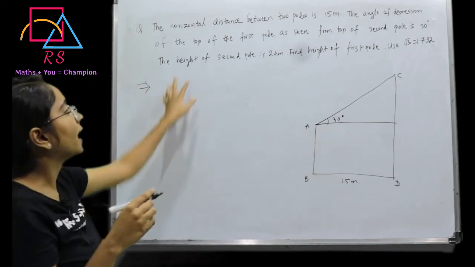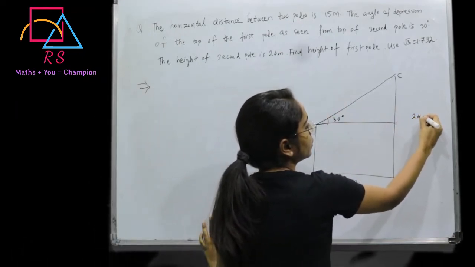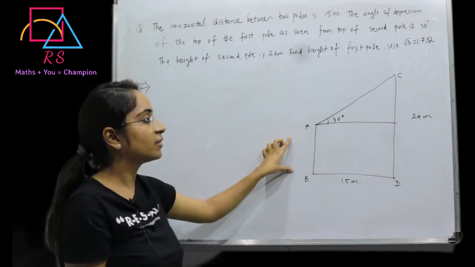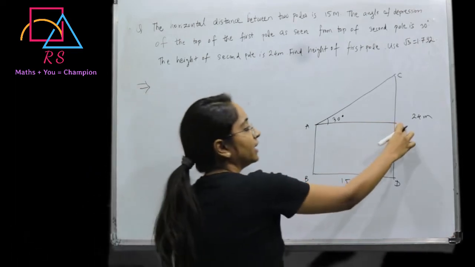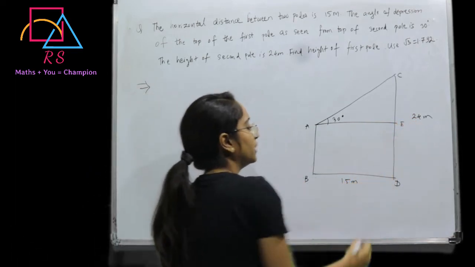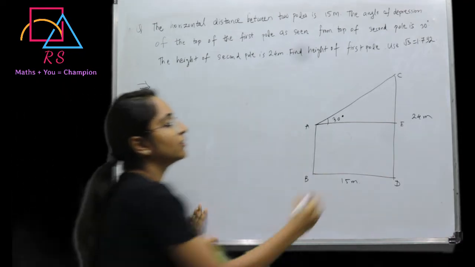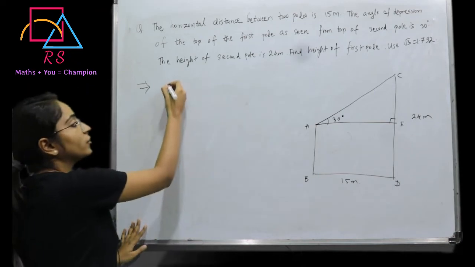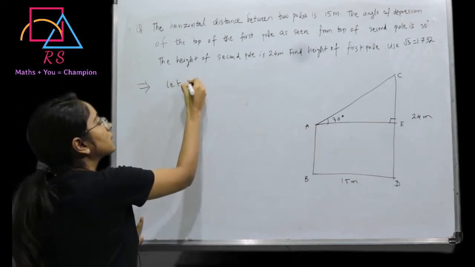And then the height of the second pole is also given. CD is given as 24 meters, and we have to find the height of the first pole. AB we have to find, which is the question mark, and here we will consider another point E. So I will first of all write the given part which we will consider from the diagram.